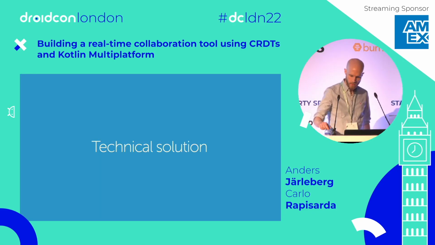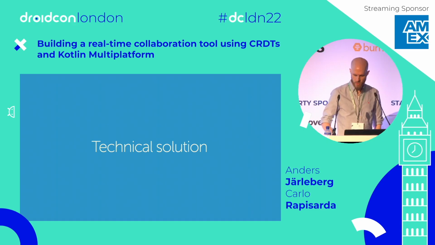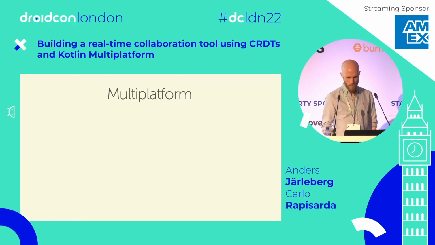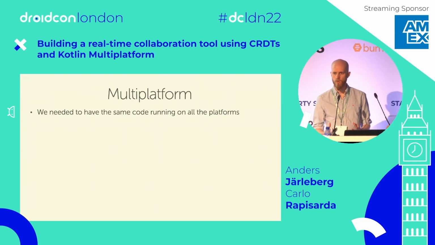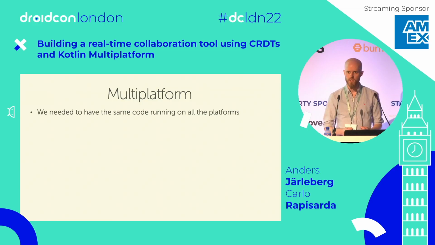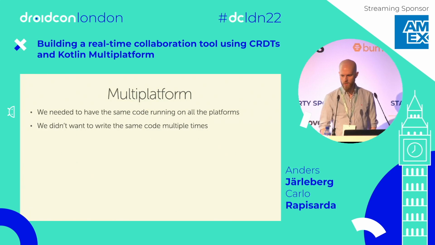Cool. Let's talk a little bit about the technical decisions we made along the way. Of course, we used Kotlin Multiplatform. We didn't just have a desire, we had a need to have the same code running in all the platforms. It was imperative to the correct functioning that we were all running the same code. We didn't want to write the same code multiple times and find bugs and make changes and then verify all of that. And every time we add more features, we have to update it in multiple places.